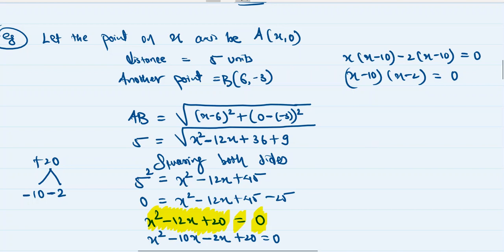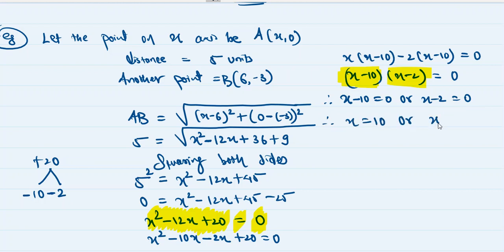So how to solve this further? So I've got x minus 10, x minus 2, this is factorized, and this is equal to 0. See, product of two brackets is equal to 0. That means one of the brackets must be 0. So how do you write this? You write it like this. Therefore, x minus 10 is equal to 0, or x minus 2 is equal to 0. Therefore, x is equal to 10 or x is equal to 2. So we have got two values of x, 10 and 2, and it happens sometimes.